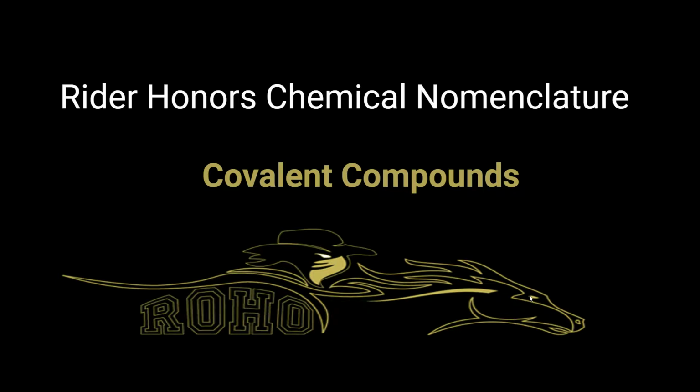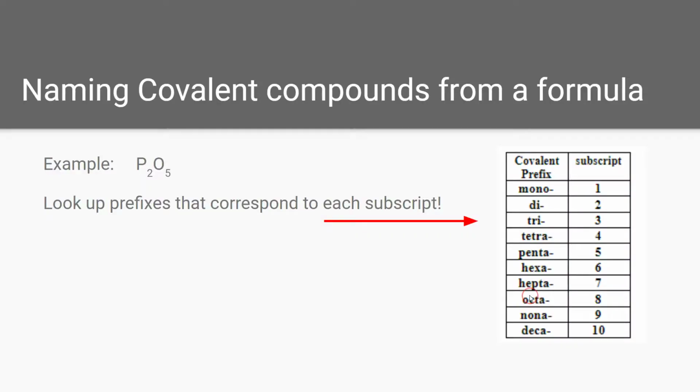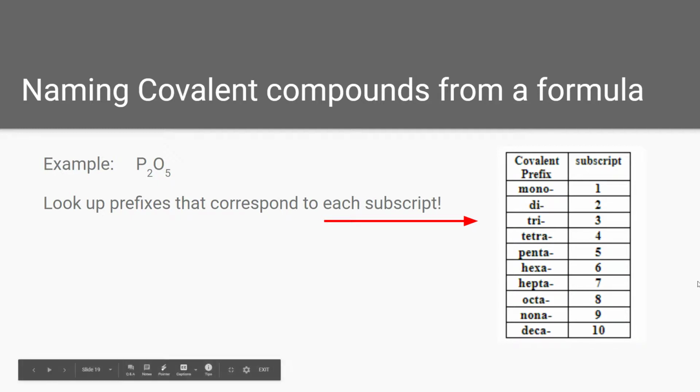Now we're going to switch gears a little bit, and we're going to look at naming and writing formulas for covalent compounds. Okay, when naming a covalent compound from a formula, you need to pay attention to your periodic table, to the covalent prefix chart. So I've placed a covalent prefix chart here, like the one that's on your periodic table.